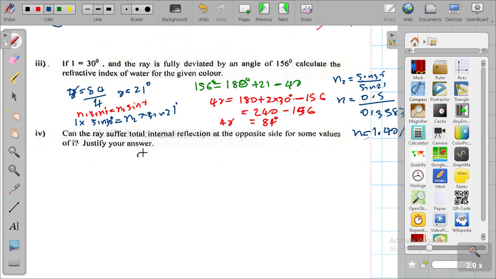I have to find out the critical angle. So we know n equals 1 over sin c, so c equals sin inverse of 1 over n. Now we know n is 1.4, so let me find out the critical angle first.